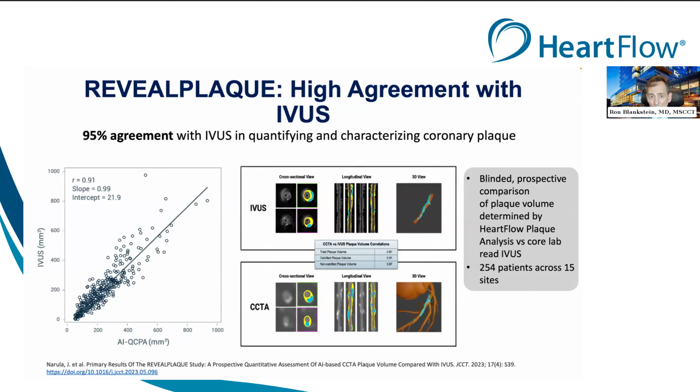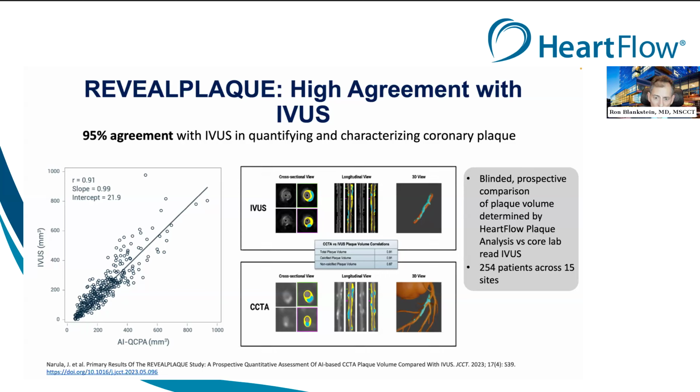This is a study that was conducted at 15 sites where plaque was actually measured both by IVUS and by CT, and this was a prospective comparison. It was done very well. Core labs did this, so there was a core lab that measured plaque with IVUS, and of course also with CT. And on the left side here, you can see the correlation, 0.91, so very similar to the Miami results, but now shown in a multi-center study, showing very strong correlation when we look at plaque volume.